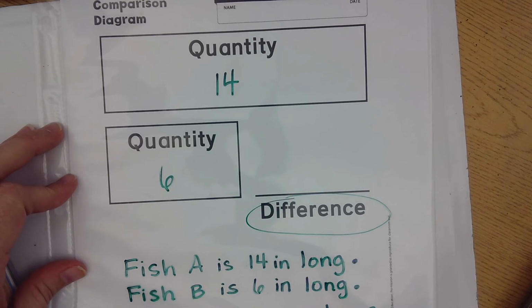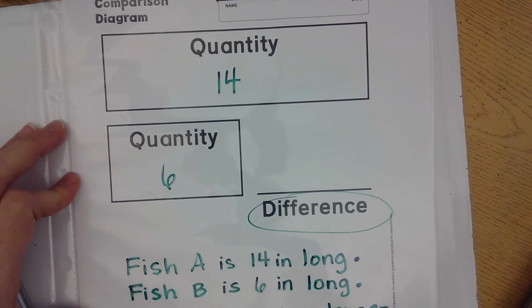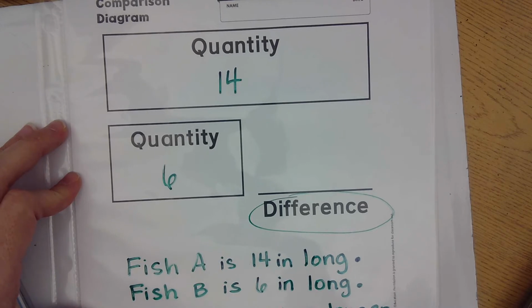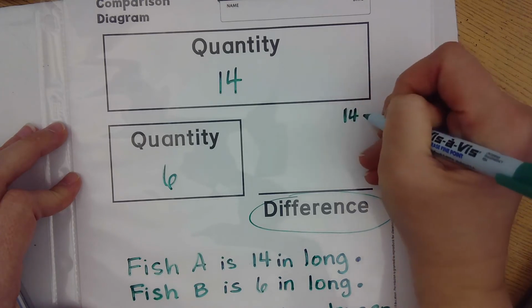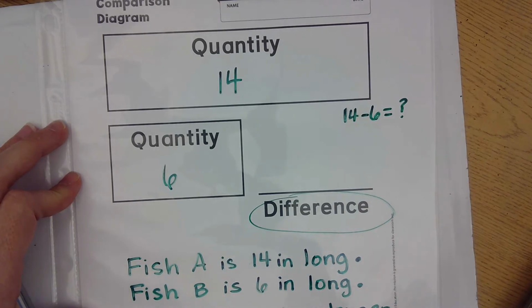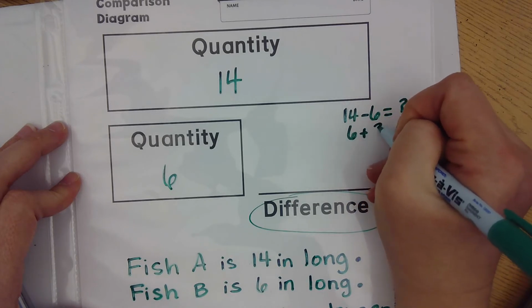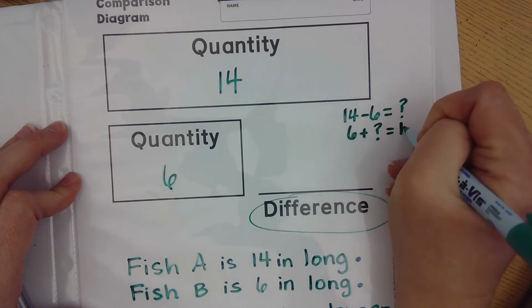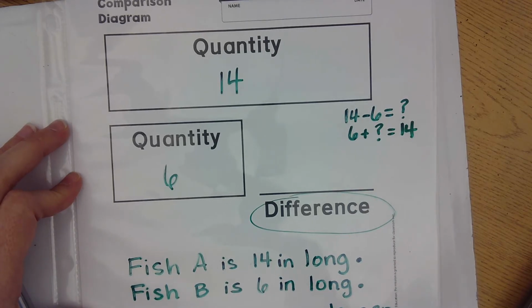We actually have a few different number models that we could use to figure this out. So one example of that would be 14 minus 6 equals our mystery number, the difference. We could use 6 plus the mystery number equals 14. Can you think of any more?